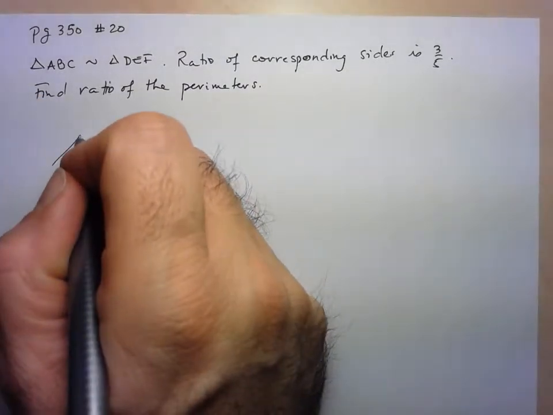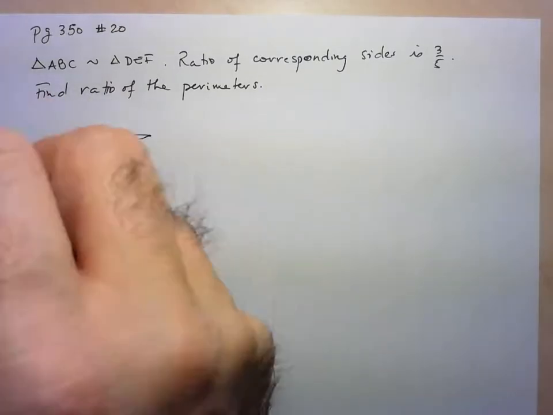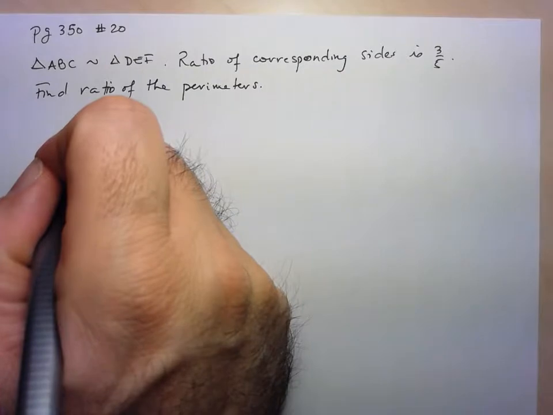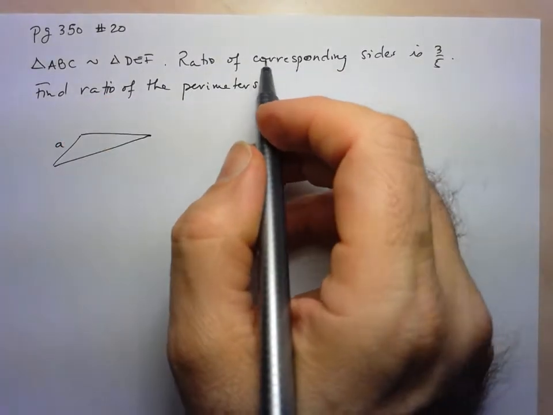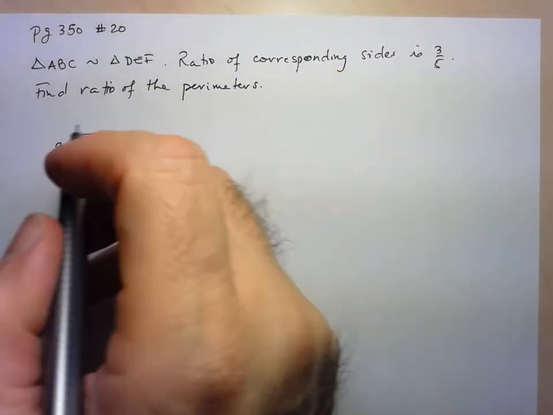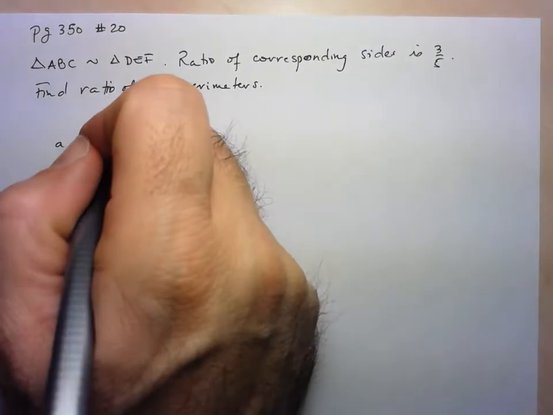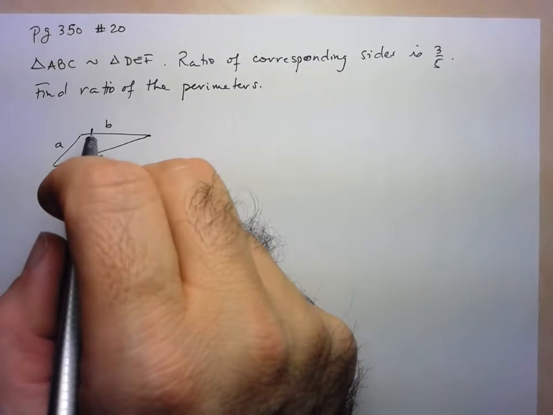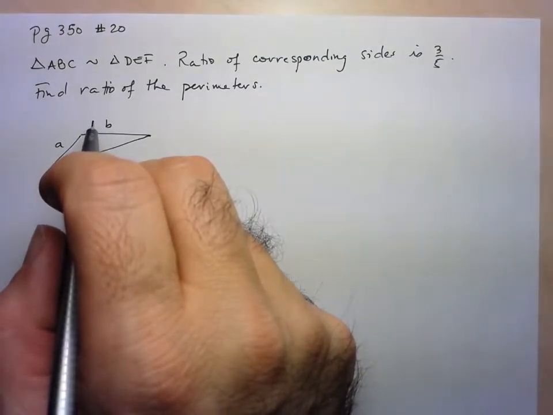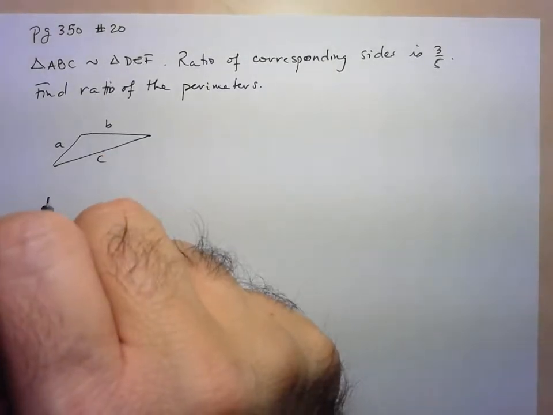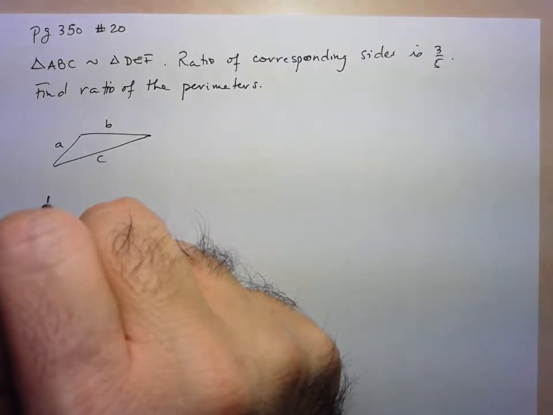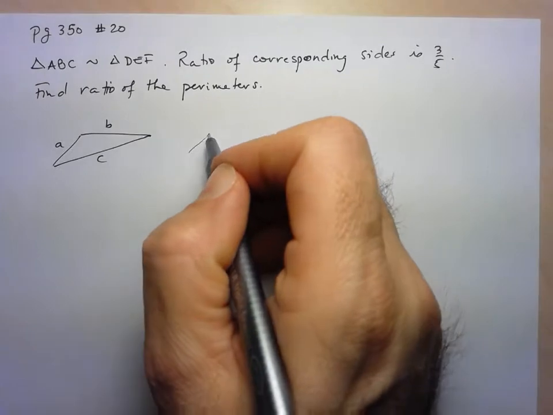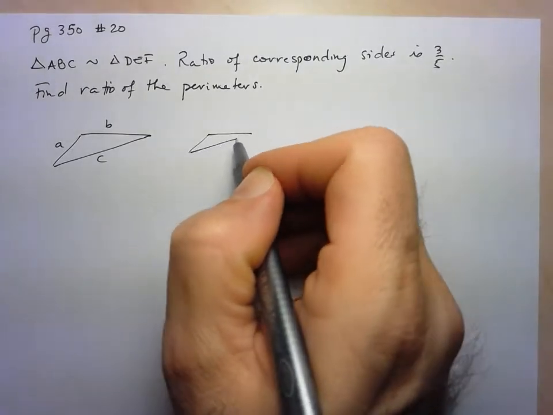So say I've got some triangle ABC, and let me call the side lengths. Okay, since we're talking about the ratio of sides, it makes sense to be working with these side lengths here. So A, B, and C. And so now the second triangle. Okay, so if we take the ratio as being 3/5, so let's draw a triangle that's smaller. Okay, so let's draw something that's similar but smaller.